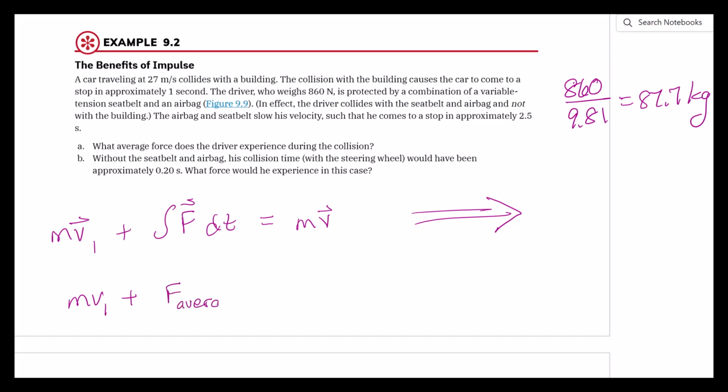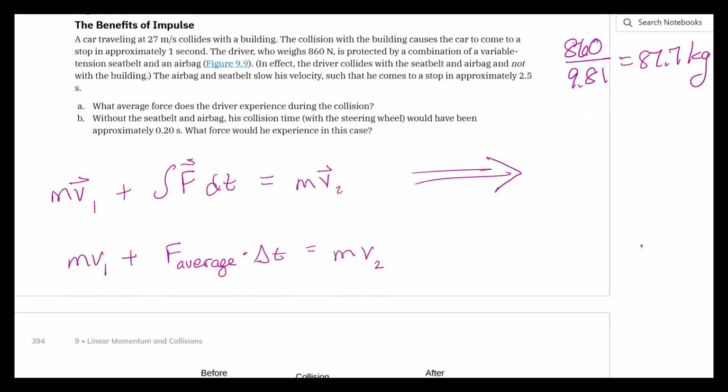Because it's just area under the curve. So that's my approximate area under the curve, equals mass times velocity 2. So hold on a second. There's 2 different times. Which time do I need? So the car stops in 1 second, but he keeps going and then stops in another 2.5 seconds. So is that 2.5 or 3.5? I think it's just 2.5 because he's still going when the car is not going.